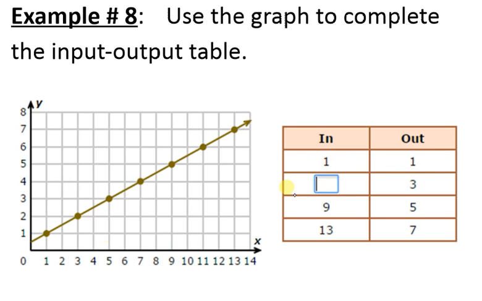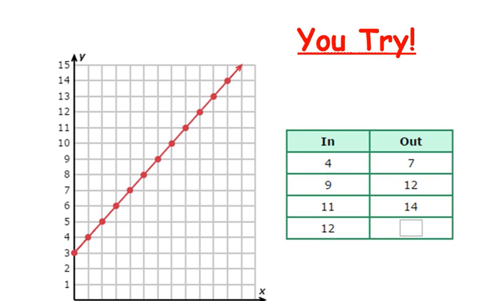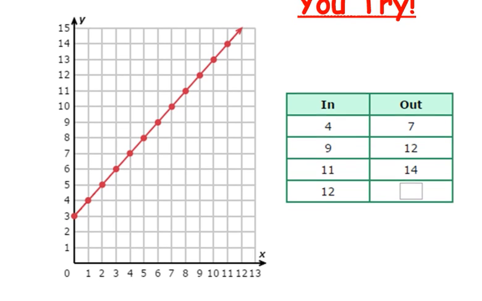All right, let's try this one. So we have 1, 1, okay, that's good. Then over here, we're missing the input. Remember, this is x and this is y. We're missing the input, but we have the output. So we have the 3, the y, so go over. Here's the dot, and it is 5 for the x. Excellent job. All right, you try this one.